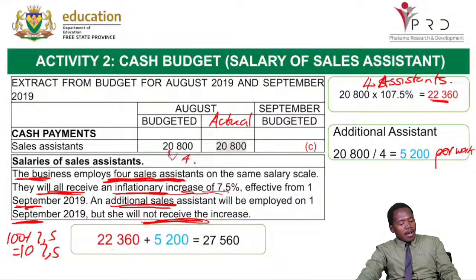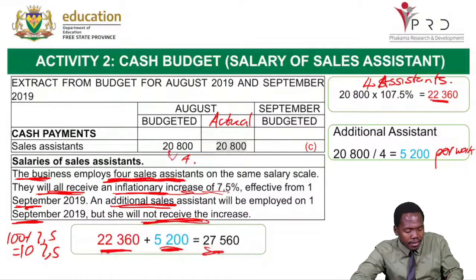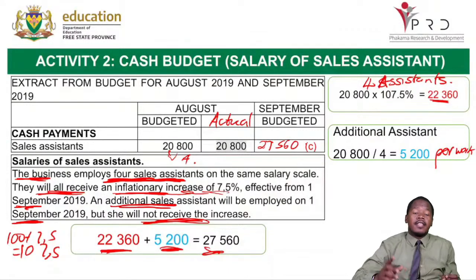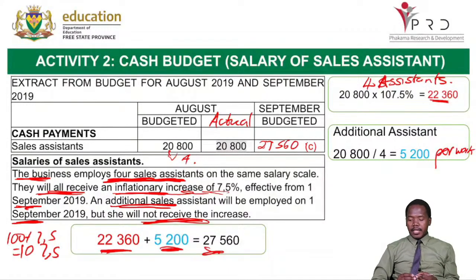Now, our answer will be 22,000, which we calculated earlier, plus 5,200. Then we get 27,560. That is our answer for C.